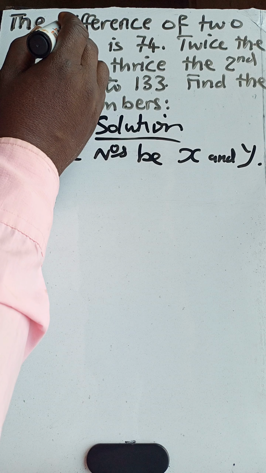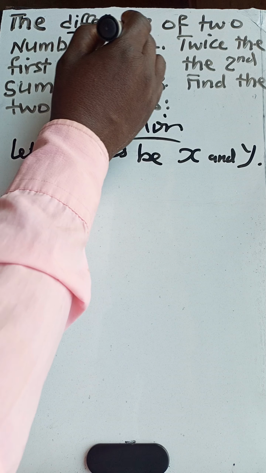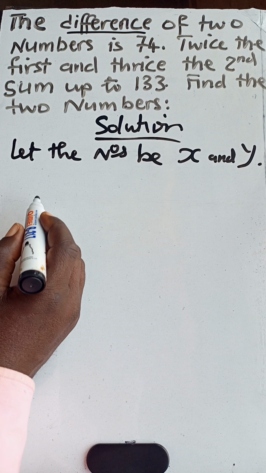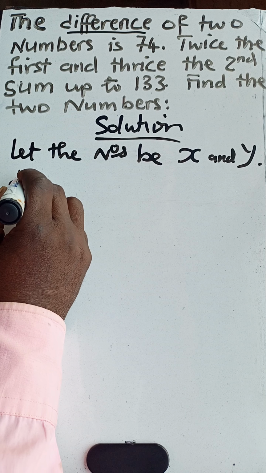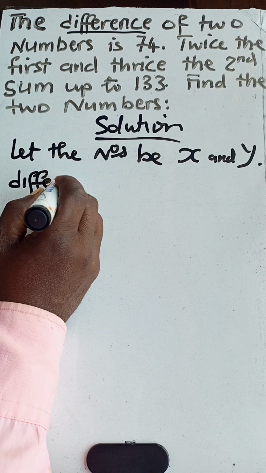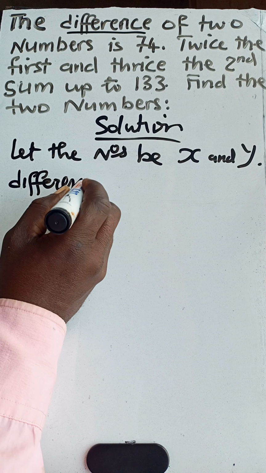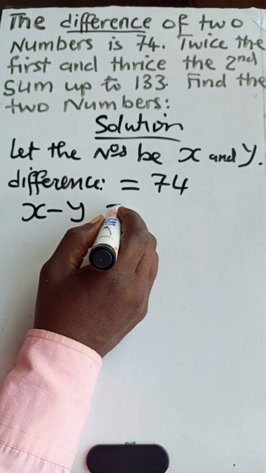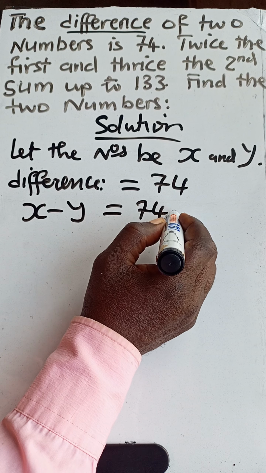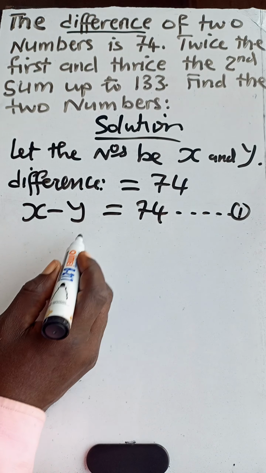All right. The first information, their difference. What's the meaning of difference? Their difference is equal to 74. That means x minus y is equal to 74. We can call that equation 1.